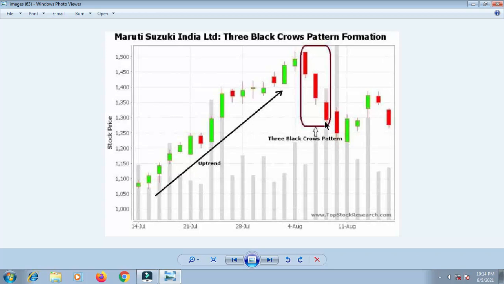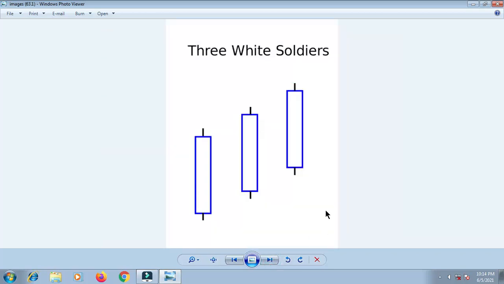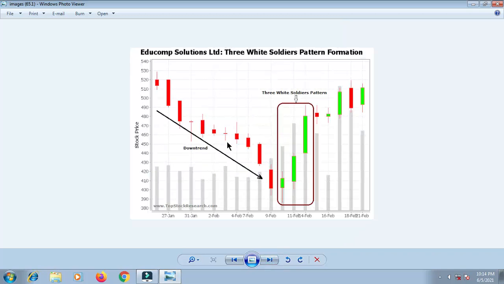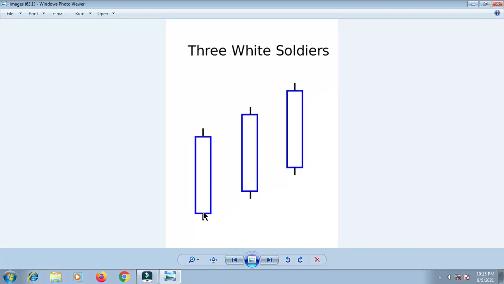And the opposite of this is the 3 white soldiers, the same thing. It will occur in the downtrend, so it will go up. So same, this is a bullish one, so the open is at the bottom and the closing is on the top. Open and close, second candle opens above the previous first day opening, preferably in the middle of the first day candle, and it closed higher above the high of the first day candle.